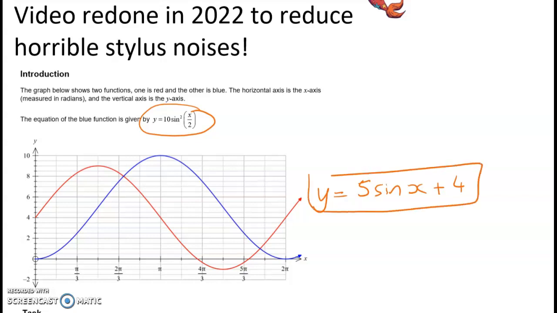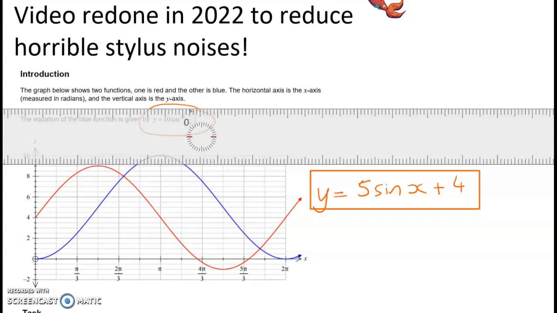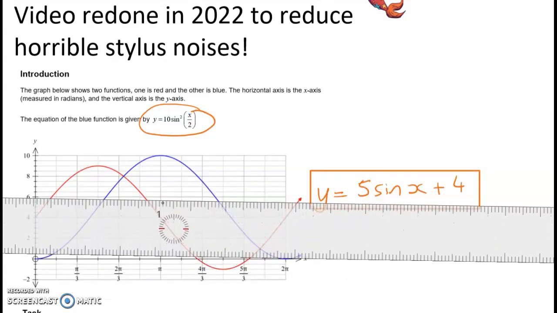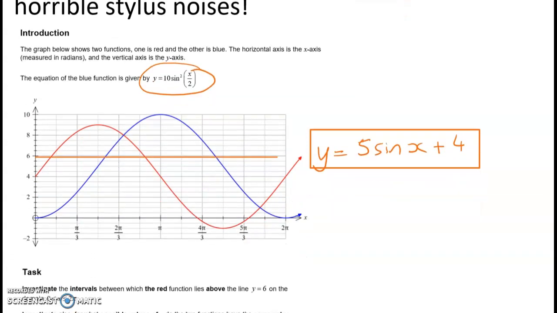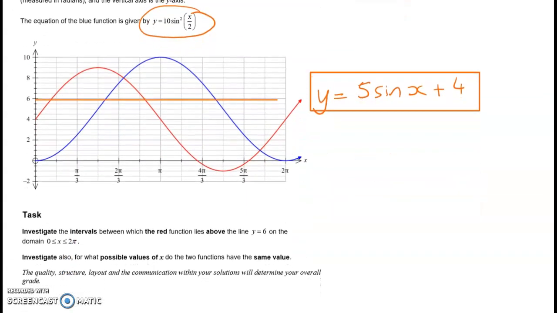So the first thing we worked out was that the red function had this equation, and then we did some pretty simple equation work. We had to figure out where the red function was above that line there, y equals 6. And we just had to get particular solutions. So we did general solutions first because it's so fast. We solved that, and then from there we got a couple of values, and we found that the red function was above that line between these two x coordinates here.